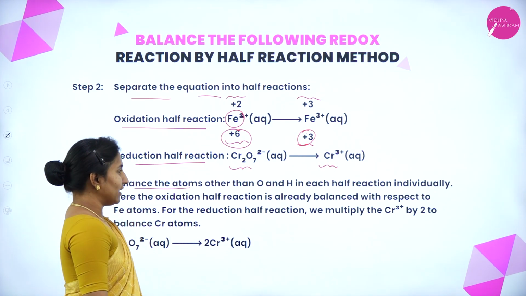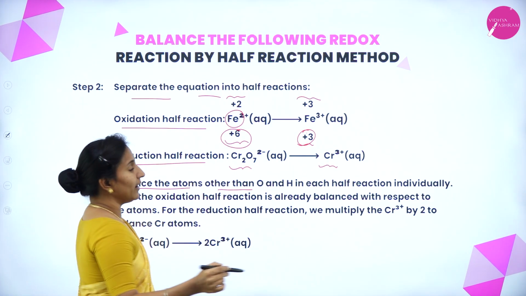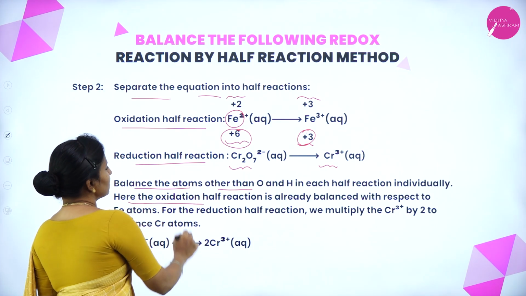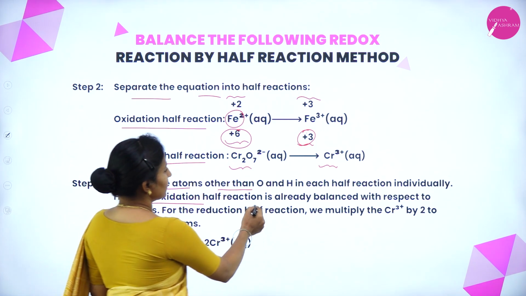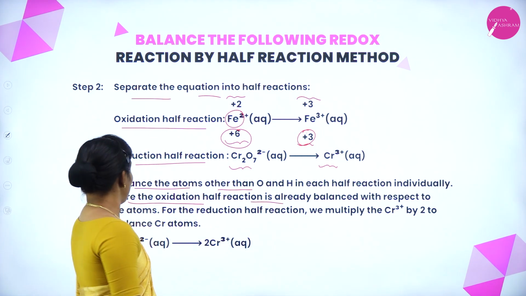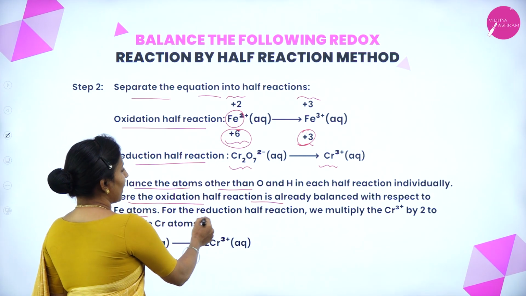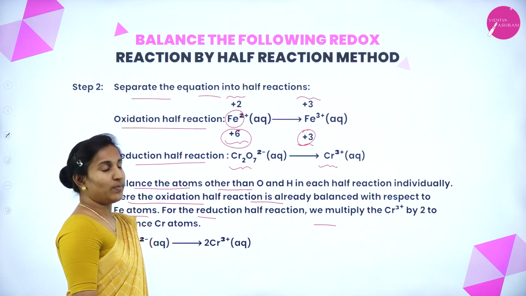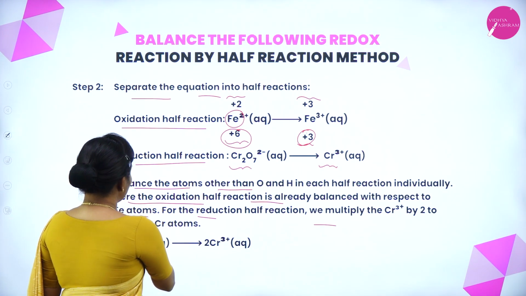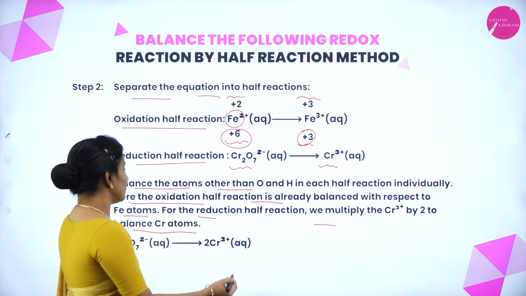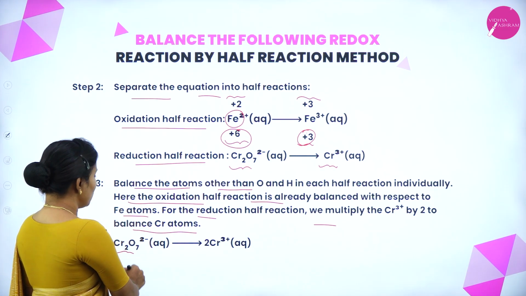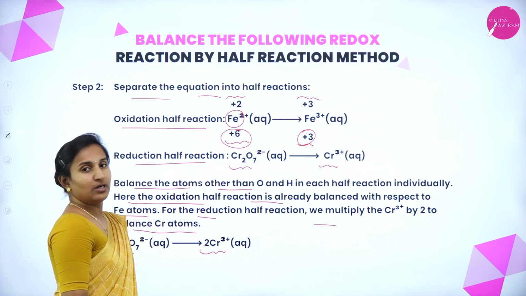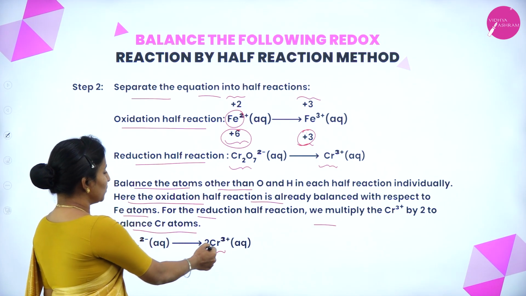Step 3: balance the atoms other than oxygen and hydrogen in the half reactions individually. Here the oxidation half reaction is already balanced with respect to the Fe atoms. For the reduction half reaction, we multiply chromium 3+ by 2 to balance the chromium atoms. So for Cr2O7 2-, we multiply by 2 to get the 2 Cr.